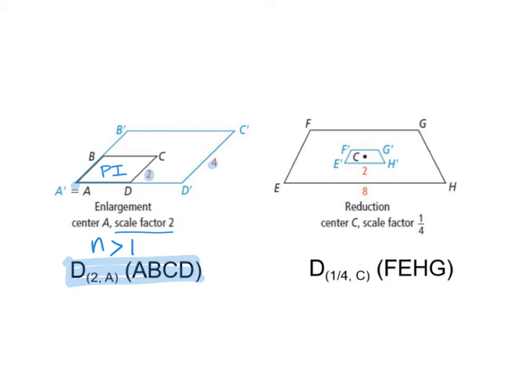In my second example, we have a reduction. So again, we're starting with the black shape and we're going to the blue shape. Black is the pre-image, blue is the image. This is a reduction. Again, center is C here. It's in the center. Scale factor is 1/4. So if your scale factor is between 0 and 1, meaning a fraction or a decimal less than 1, then it is going to be a reduction. And again, here is what your notation looks like. So scale factor is 1/4. Again, you can see the 2 to the 8. So I'm going from a length of 8 to a length of 2. It's getting smaller. Center of dilation is C, and then the shape FEGH.